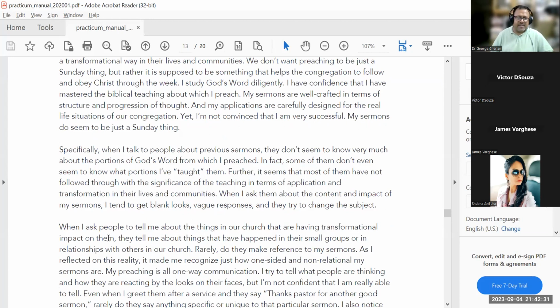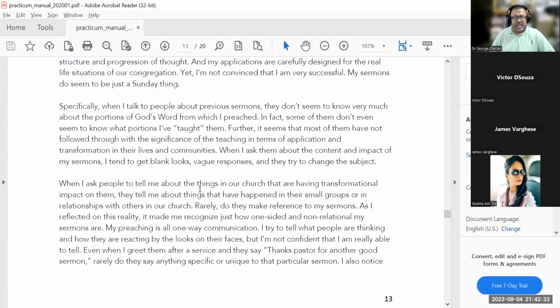That is a fact. I think it's now when I ask people to tell me about the things in our church that are having transformational impact on them, they tell me about things that have happened in their small groups or in the relationship with others in the church. Rarely do they make reference to my sermons. As I reflected on this reality, it made me recognize just how one-sided and non-relational my sermons are. My preaching is all a one-way communication.